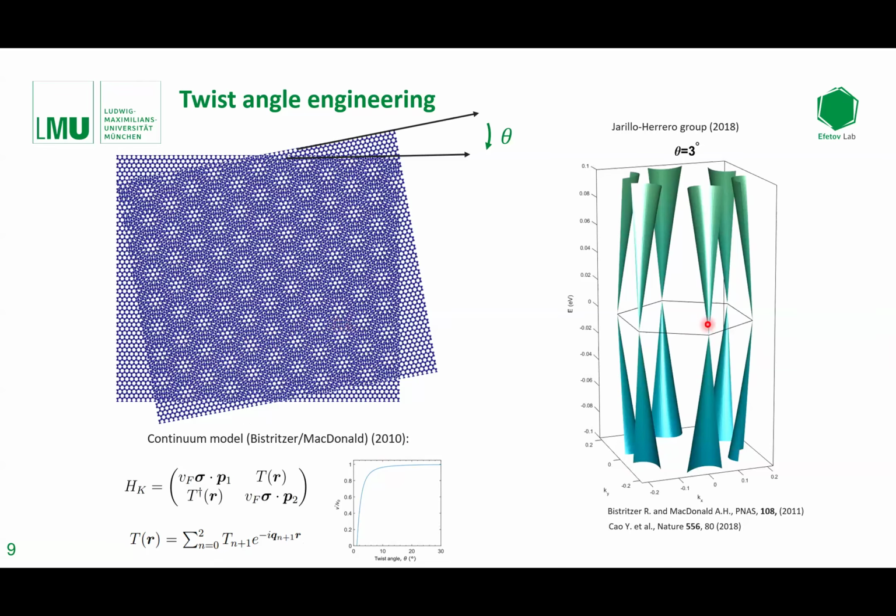And here is a calculation by the Jarillo-Herrero group, which shows how the band structure calculated with the Bistritzer-MacDonald model renormalizes when we start twisting the graphene layers. As you can see, if we start at 3 degrees, the band structure looks very similar to just single layer graphene. You have these Dirac cones in the K and K prime points, which follow a linear band dispersion.